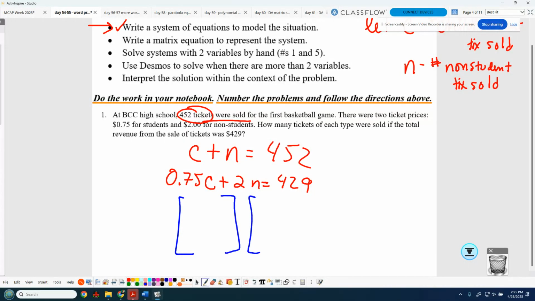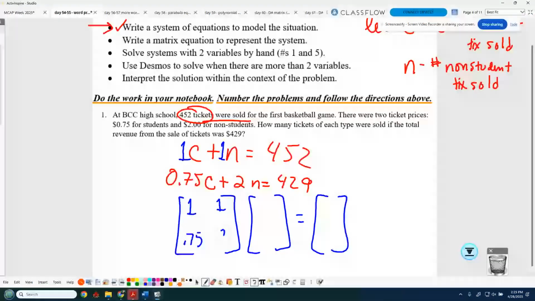Well, a 2 by 2 and a 2 by 1 equals a 2 by 1. What goes in this first one? 0.75. Okay, I need the top equation as well. The number in front of the C, the number in front of this N. What goes in the second matrix? C and the N, and what goes over here?